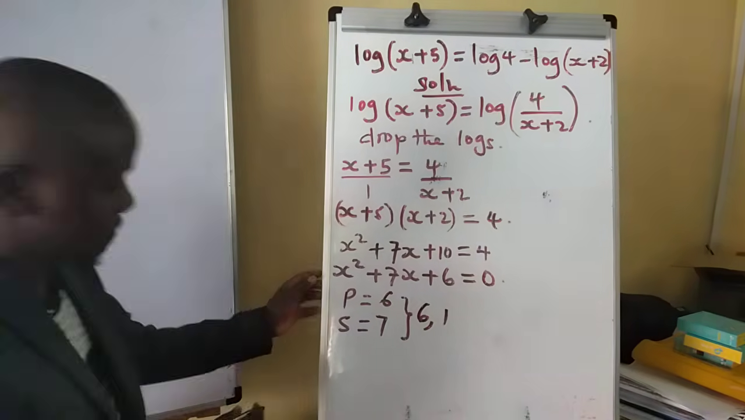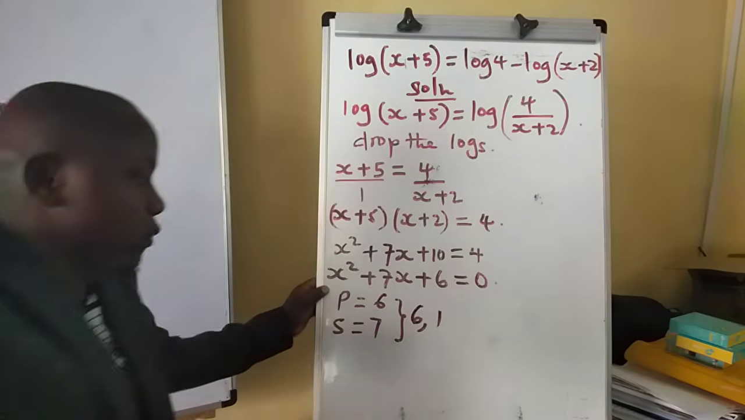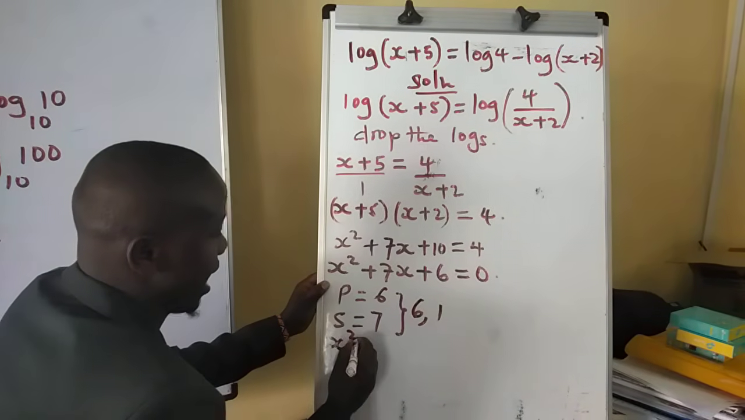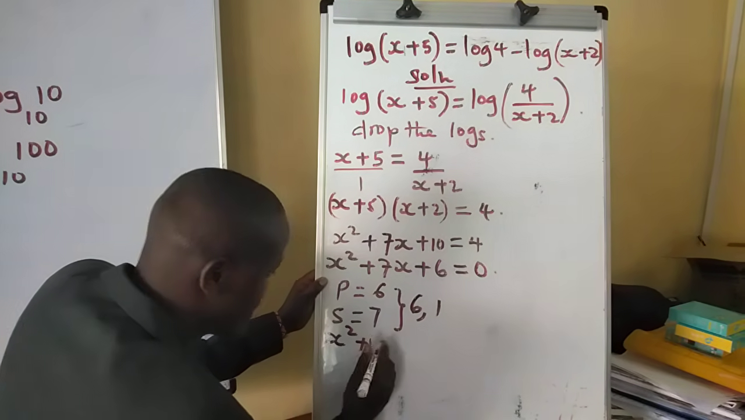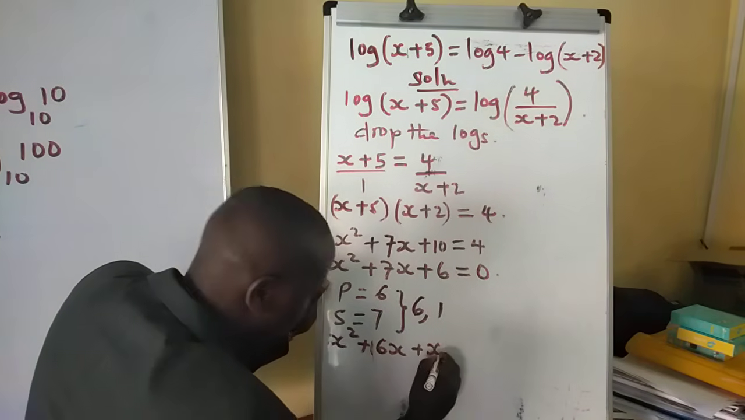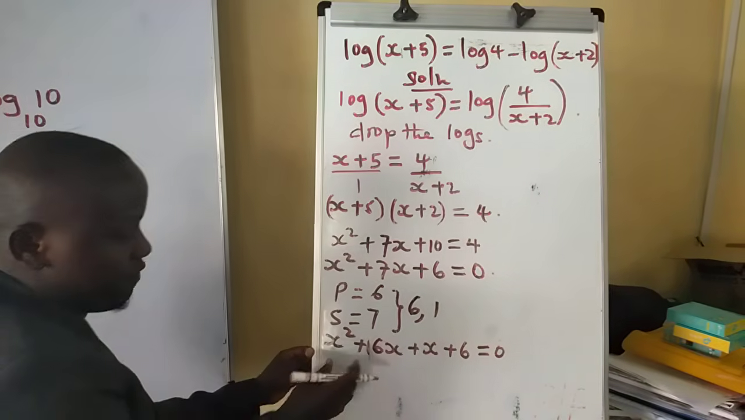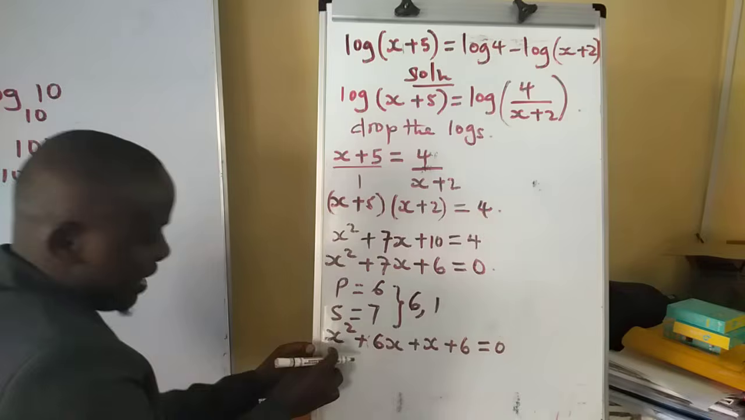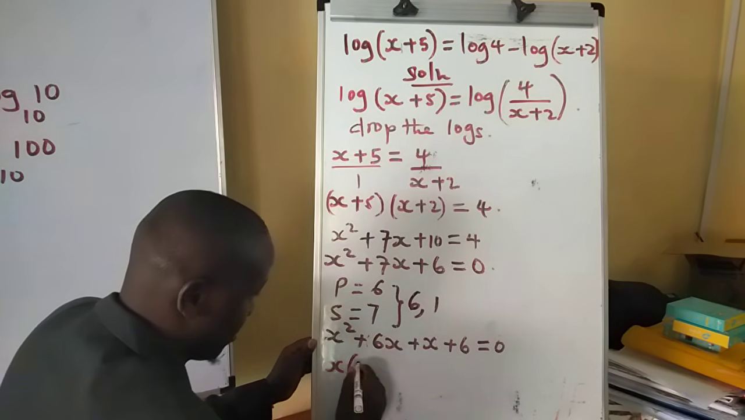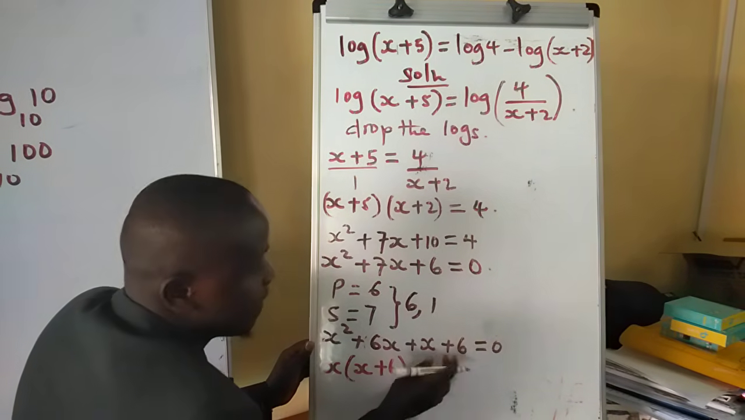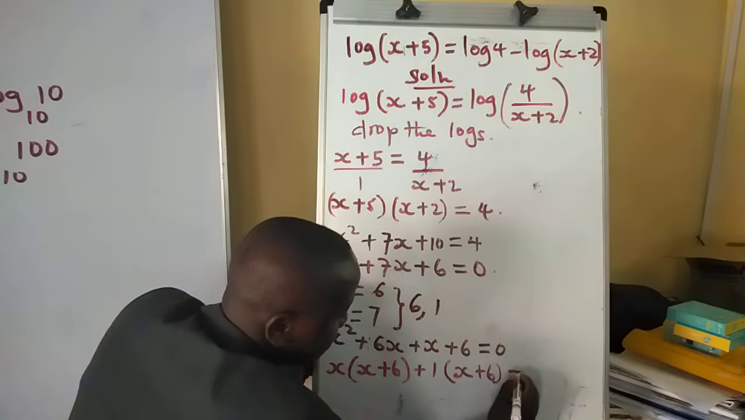Therefore, you'll be replacing 7x with 6x and 1x. And this will be x squared plus 7x. Instead of 7x now, we will use 6x and 1x plus 6, which is equal to 0. Therefore, at that level now we factorize. We group into 2. X squared plus 6x: the common factor here is only x. You remain with x plus 6. The common factor here is only 1. Therefore, 1x plus 6 is equal to 0.